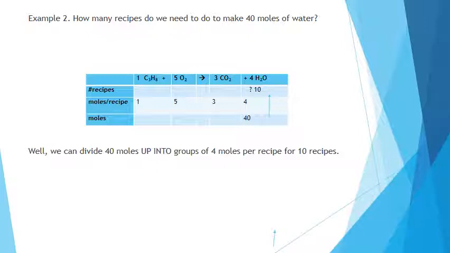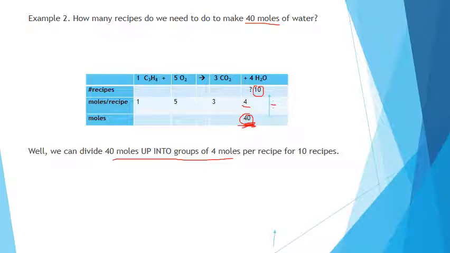All right, how many recipes do we need to make 40 moles of water? Okay, so start off with the 40 moles of water. Then see how many recipes you need for that. So you have 40 moles. Every recipe you need 4 moles of water. So you can see that you can get a lot of recipes out of this, okay? So how many recipes can you get out of 40? Well, you just divide the 40 up into groups of 4, and you end up with 10.